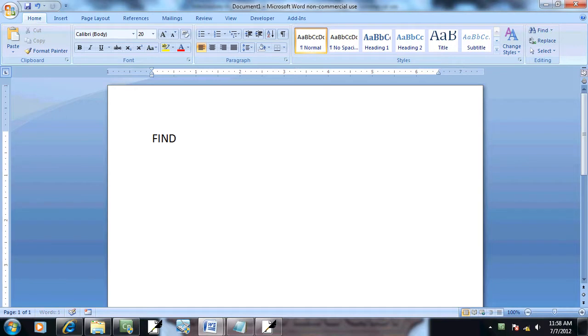This is finding the equation of the line given 2 points.